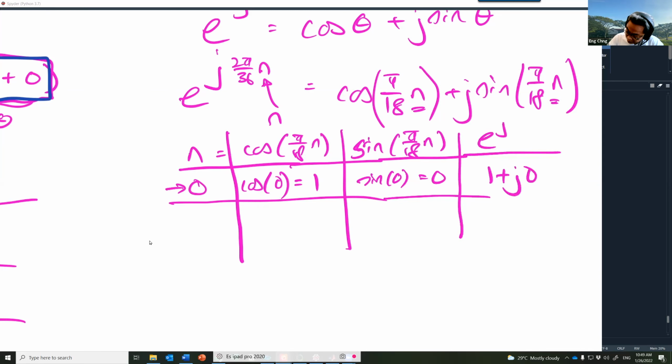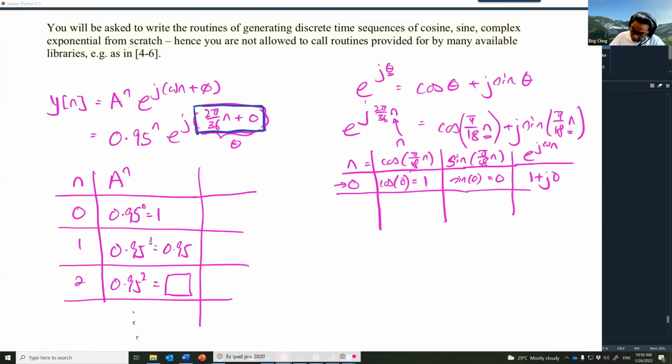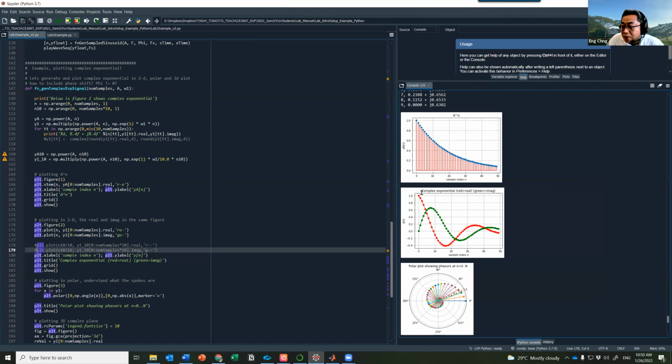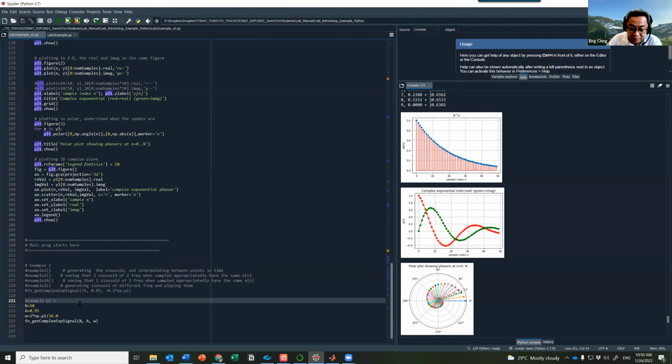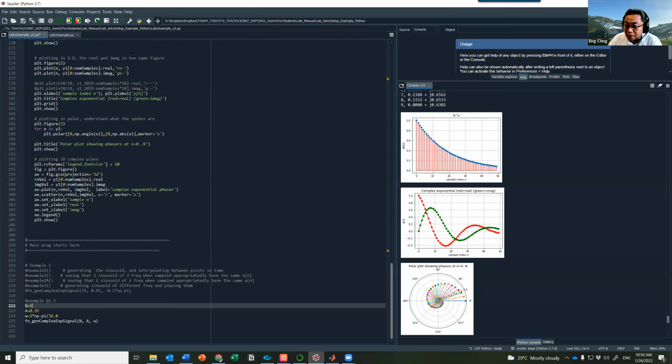So this is e^(jωn). Okay, so we can then put our e^(j2π/36 n) as the first value is 1 plus j0. Now, this is the real part and this is the imaginary part. So let us see the figure that we have plotted. The first guy is, the red one is the real, the green guy is the imaginary. So real is 1, imaginary is 0. All right, I'm just going to do a few more examples. So let us only see 5 values so that we won't be confused. And then let's plot.